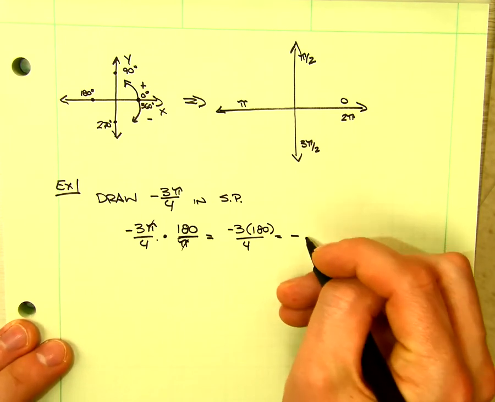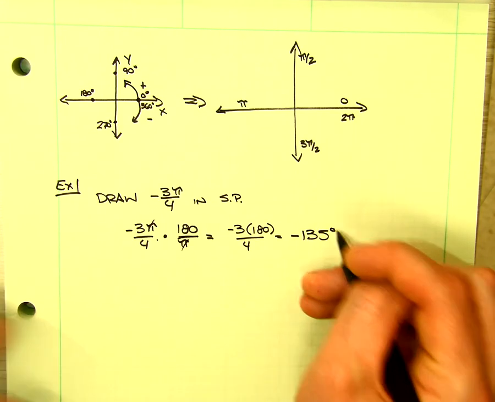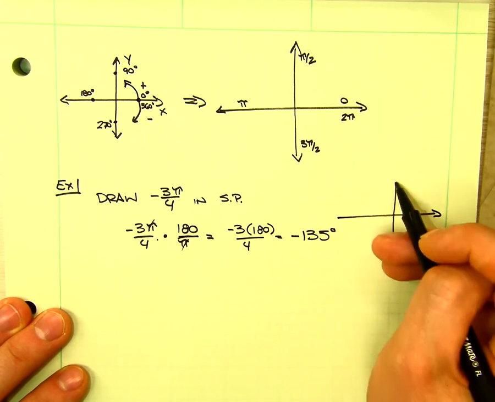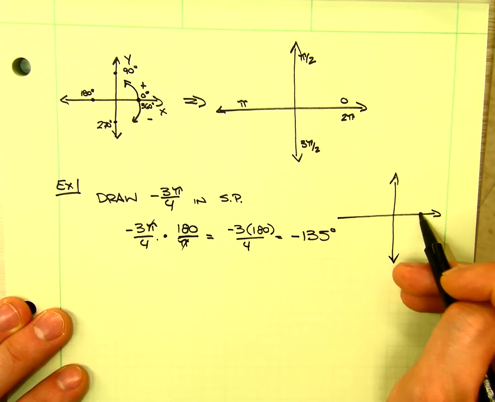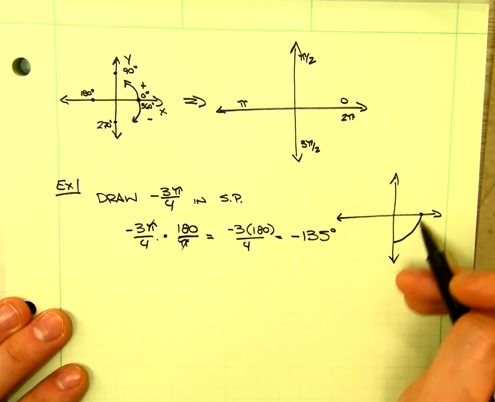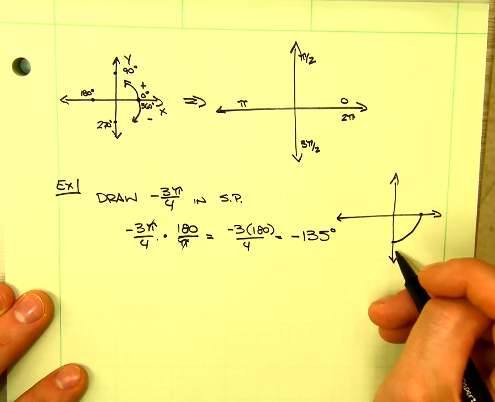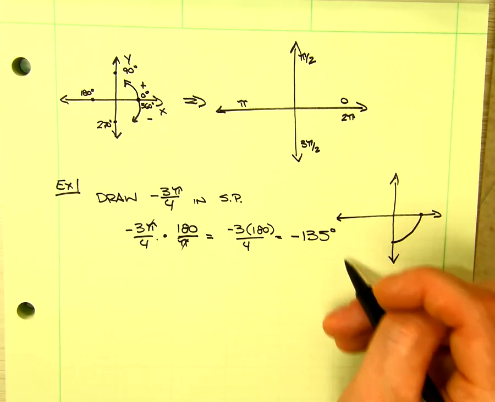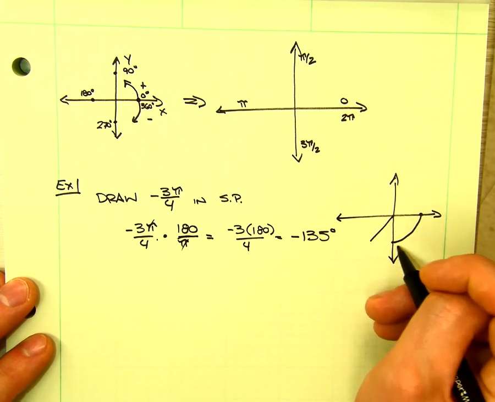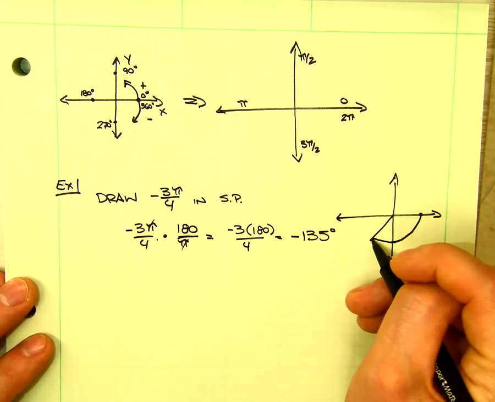This is going to be equal to negative 135 degrees. Now if I'm going to draw this in standard position, once again, always starting off on the positive x-axis, if I'm going negative 135, I know I'm at least going this far in the negative direction. Once again, clockwise is going to be negative, so I'm going 90 degrees there. And if I subtract 90 from 135, sure enough, I find out I'm at the 45 degree mark. So if I go right there, good to go.